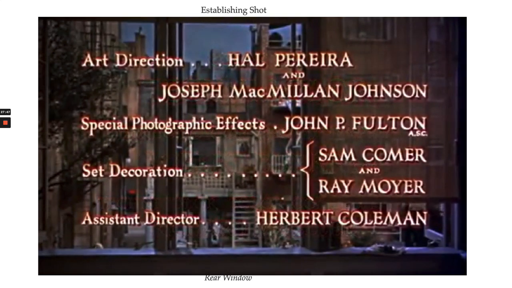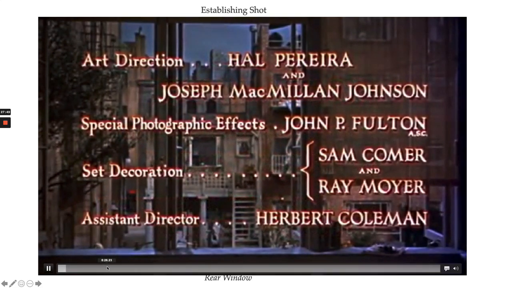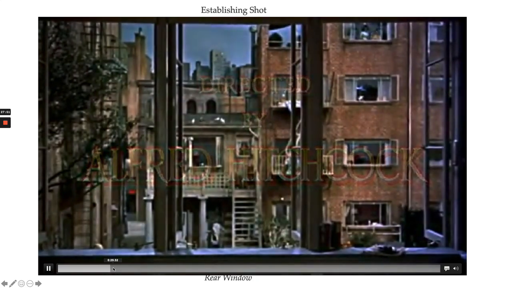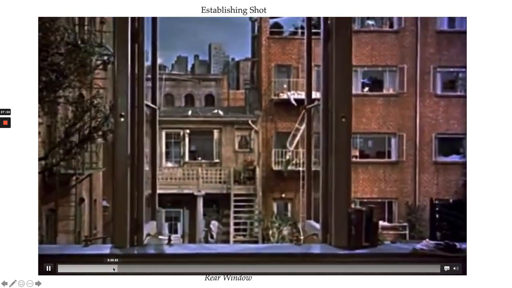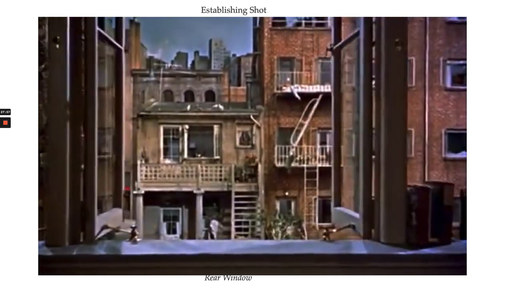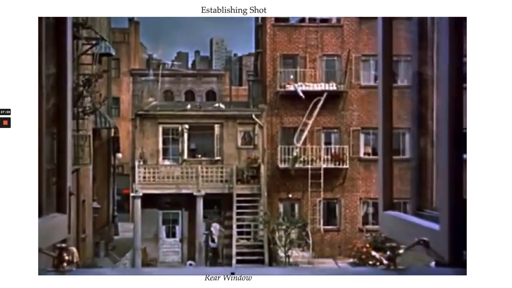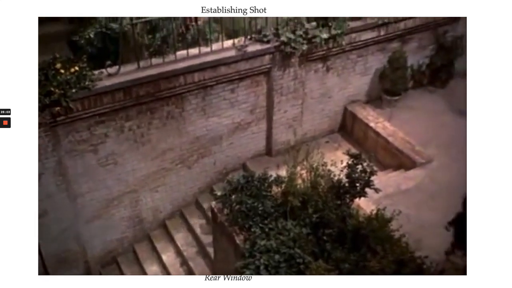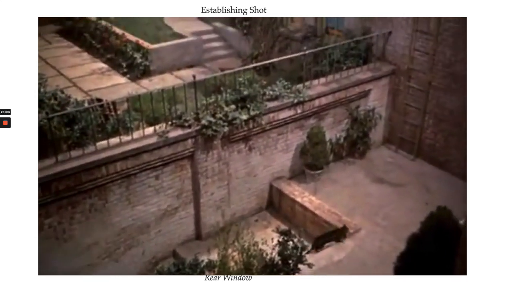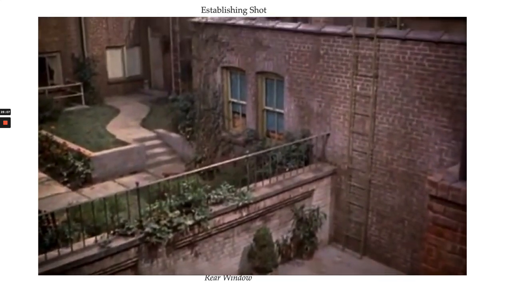Here's an establishing shot that we see from Rear Window. I'm going to kind of fast forward. They used to put all of the credits at the beginning of the film because they knew that people wouldn't stay to the end to see who did it. But now they just kind of put them at the end. But this is an establishing shot. It's establishing the location, it's establishing the setting, it's establishing the tone of the particular film.